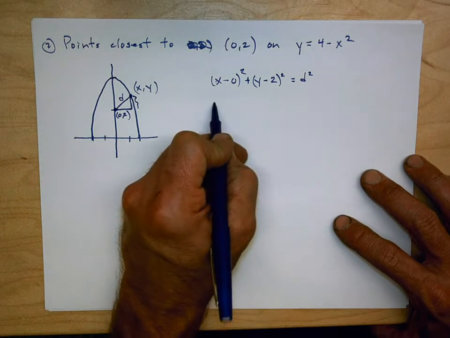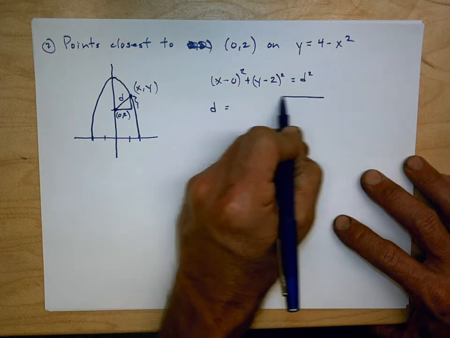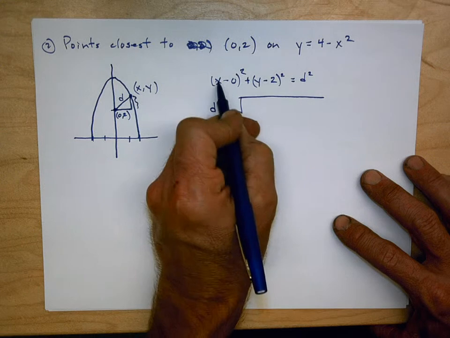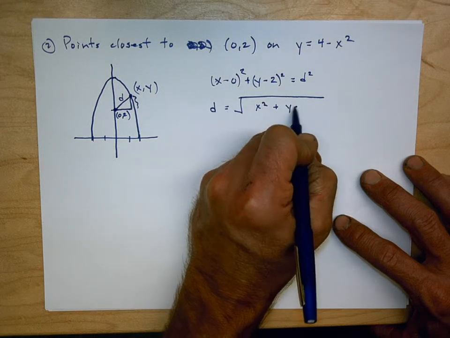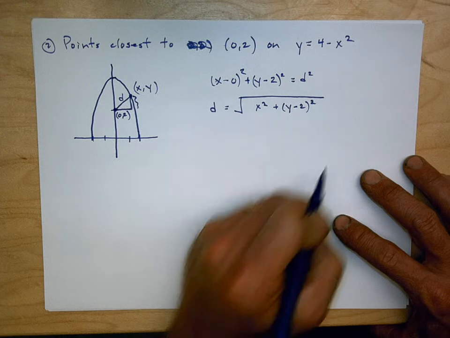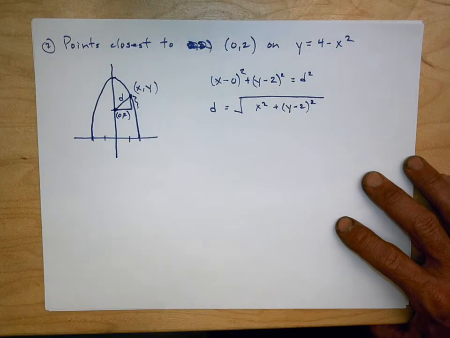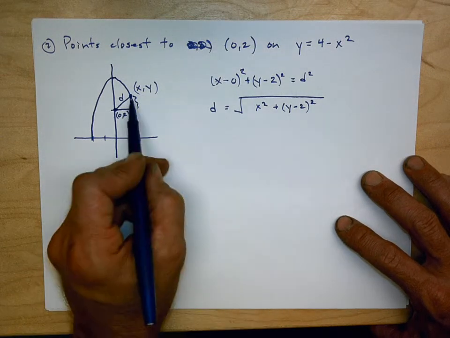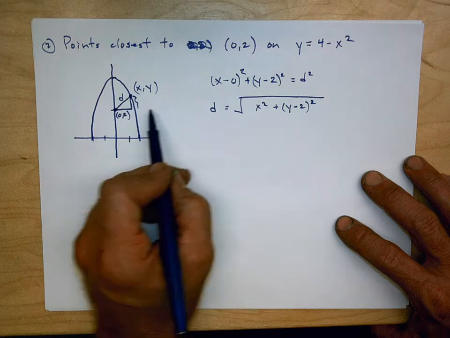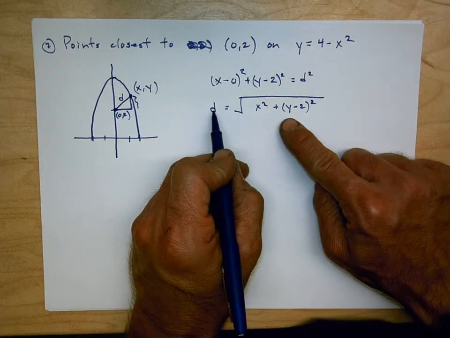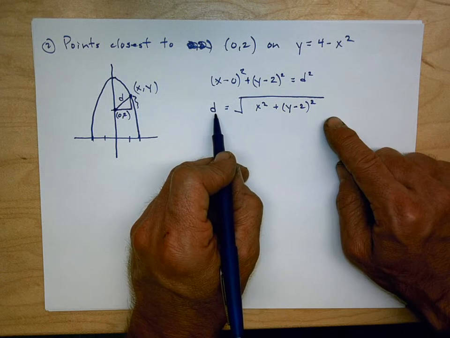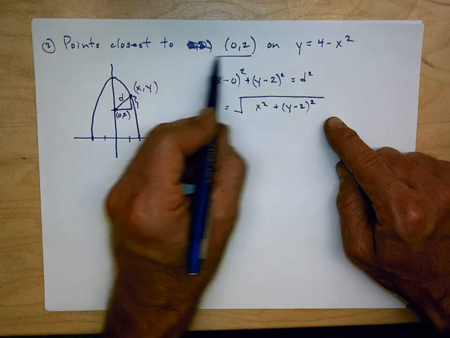Then we would rewrite that our distance is the square root of, well, x minus 0 squared is just x squared, plus y minus 2 squared. If you know the distance formula, you can just use it. I think everybody remembers the Pythagorean theorem, so it's easier just to use that because it gives us the distance formula. Okay, so here is our distance, and this is certainly what we want to minimize. That's clear when we say points closest to (0, 2).